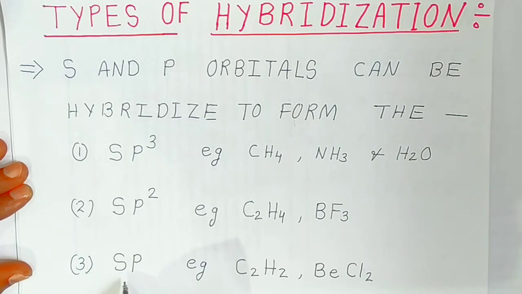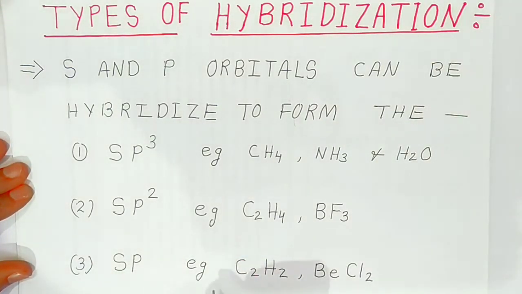The third type of hybridization, where s and p orbitals are involved, is sp hybridization. The carbon of ethyne, with its carbon triple bond, will go sp hybridization. Here beryllium will also go sp hybridization.